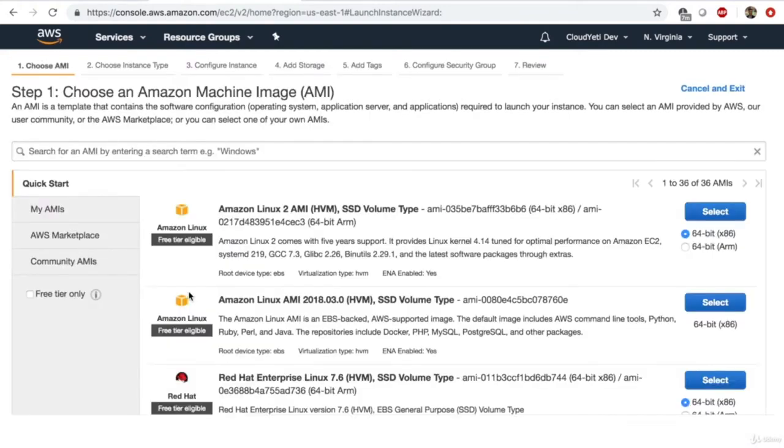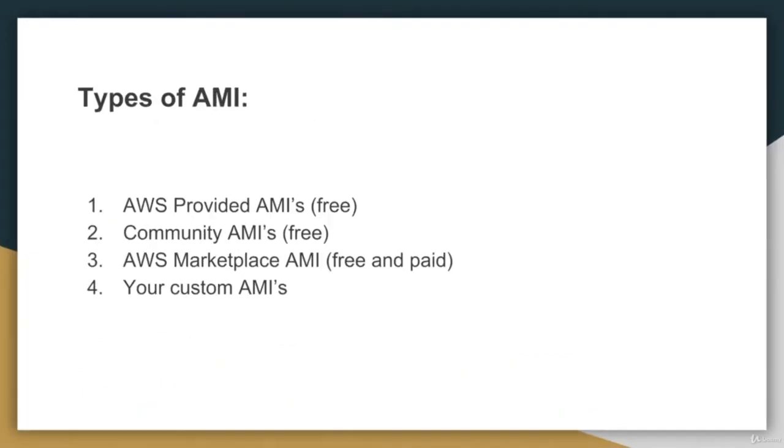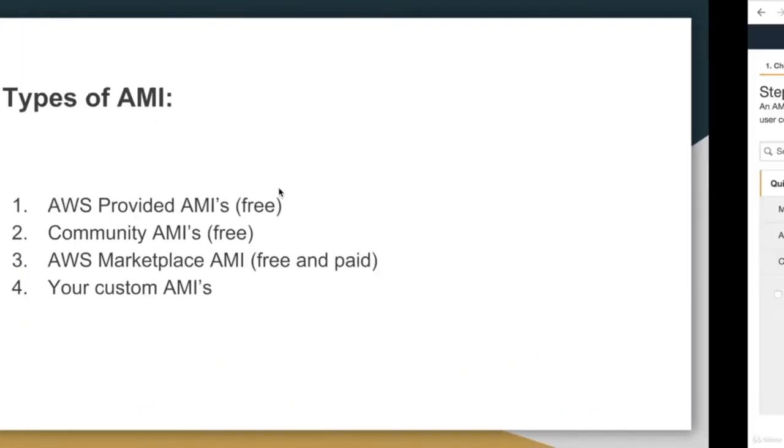Step number 1, I'm asked to choose an Amazon Machine Image, or an AMI. An AMI is a template that contains the software configuration, operating system, application server, and applications required to launch your instance. So we talked about this. You can select an AMI provided by AWS, the community, marketplace, or even your own AMI. So the first thing that I do before I can launch an instance is I choose an AMI. And we talked about the types of AMI, right?